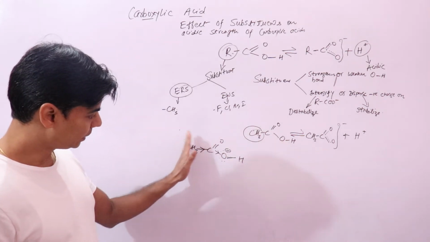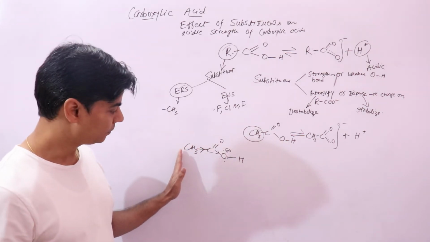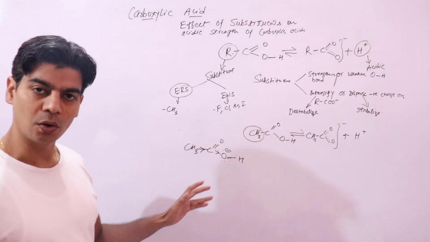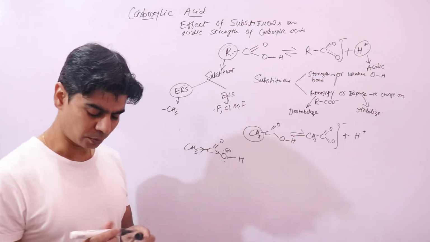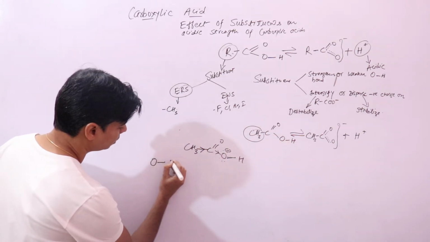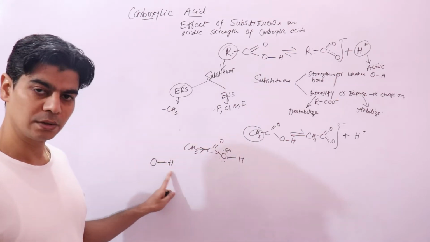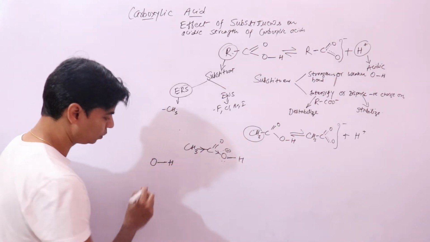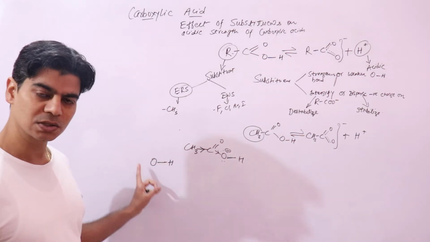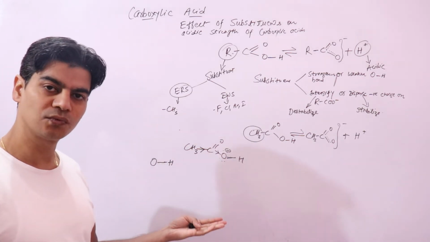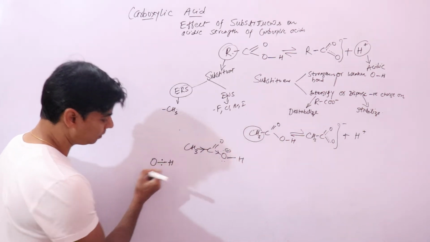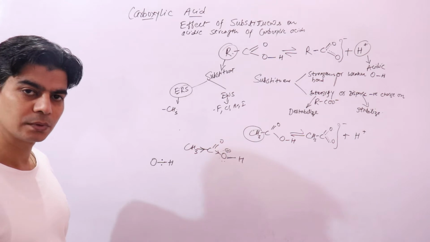In this case, when we have an electron releasing substituent, the bond will become a strong bond. How will it become a strong bond? Just understand from basic chemical bonding that the OH bond is formed due to a pair of electrons. This is a coordinate bonding, but after a coordinate bond is formed, it is indistinguishable from a covalent bond. So you have a bond pair of electrons between oxygen and hydrogen.